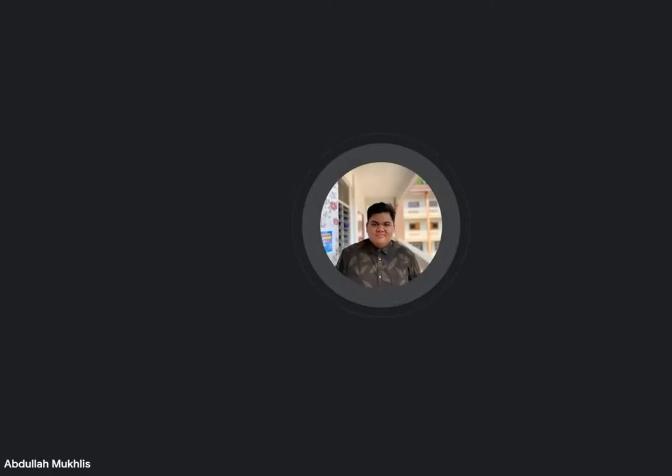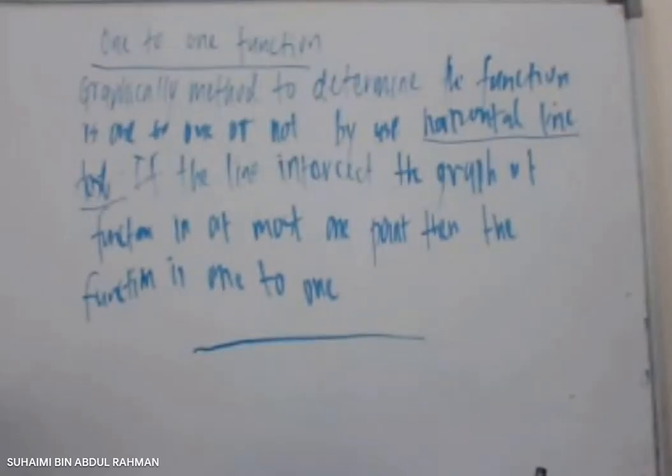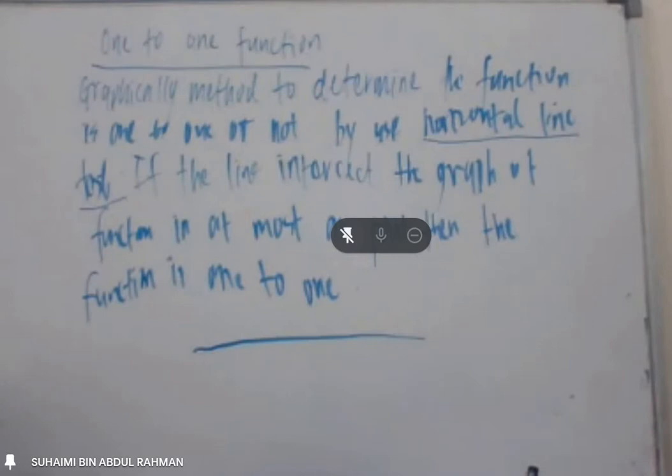Function or not a function? Now we know that it is a function, but we want to know whether the function is one-to-one or not one-to-one. We may use the horizontal line test, one way of testing, apart from the algebraic test that I showed before. Another test is the horizontal line test.